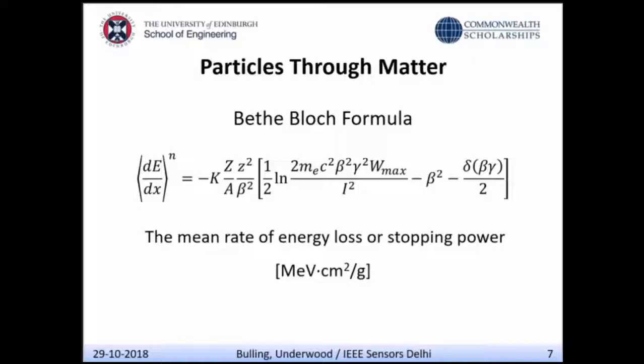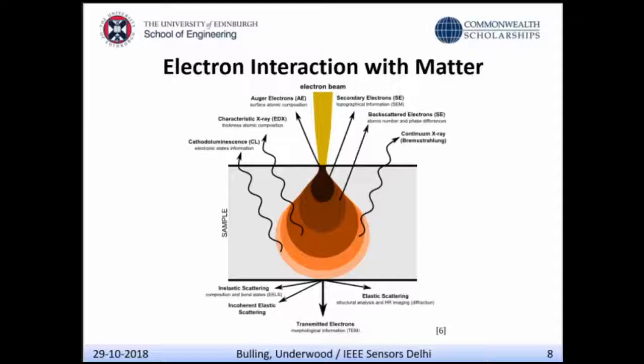Basically, when charged particles pass through matter, they slowly give energy to the neighboring electrons and atoms, and that energy slowly dissipates, giving a total stopping power. Now, because we're working at very low energies, electrons don't lose energy only through ionization. There are all sorts of secondary effects, such as secondary electrons, backscatter electrons, Bremsstrahlung X-rays, and inelastic and elastic scattering effects. So this is also something we need to take into account when we're doing experiments.